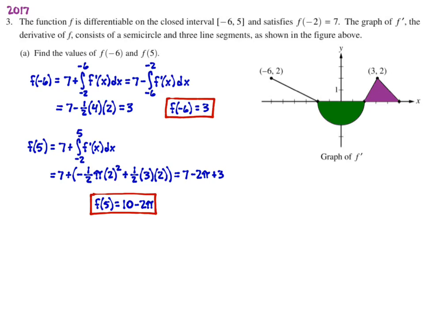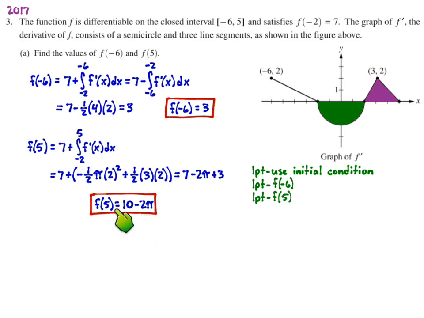So that is our value for f of 5. In terms of grading, you're going to get 1 point for using your initial condition. So basically, if you had your equation where you had 7 plus the integral from -2 to whatever, then you get that 1 point. You're going to get 1 point for f of -6, so this answer, and then 1 point for f of 5, so this answer.